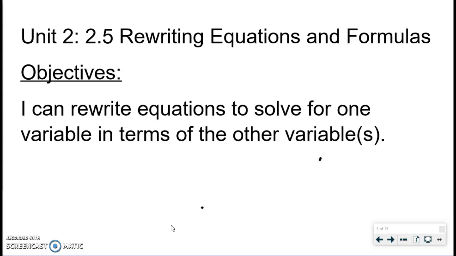Welcome to lesson 2.5, which is rewriting equations and formulas, or basically solving for a variable. So our objective is: I can rewrite equations to solve for one variable in terms of the other variable.